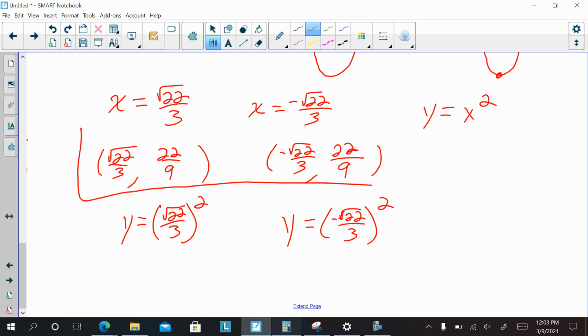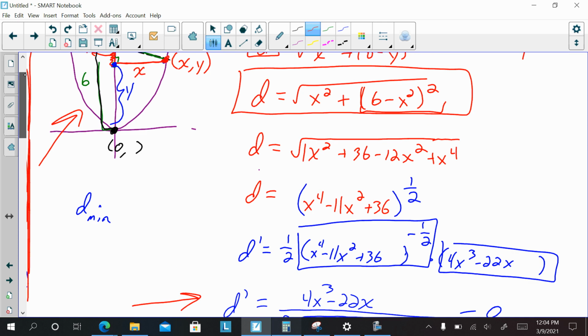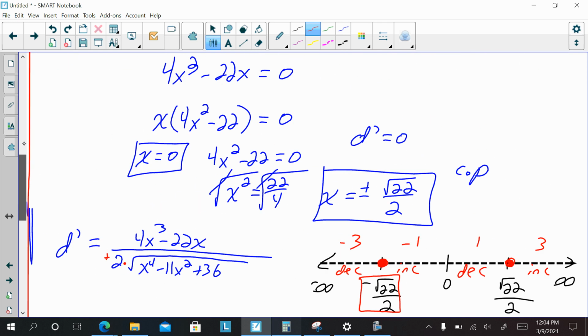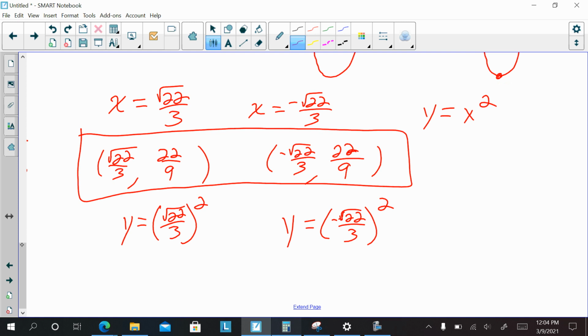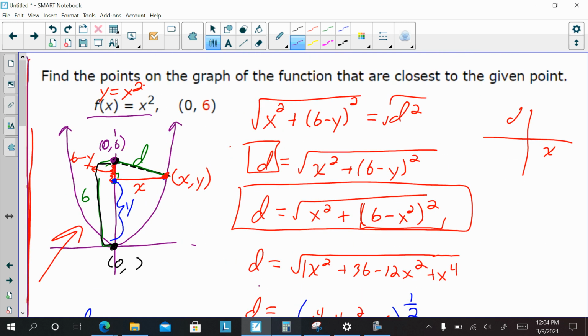So these are the 2 points that are the closest to the point at the top. They're the closest to this point here. So here, this is root 22 over 3, and the height is 22 over 9, and there's an equally close point on the other side. So that's what we're looking for here. That did not tell us how close we were. If we needed to know what the distance is, then we could substitute square root of 22 over 3 into this function that tells us what our distance is.